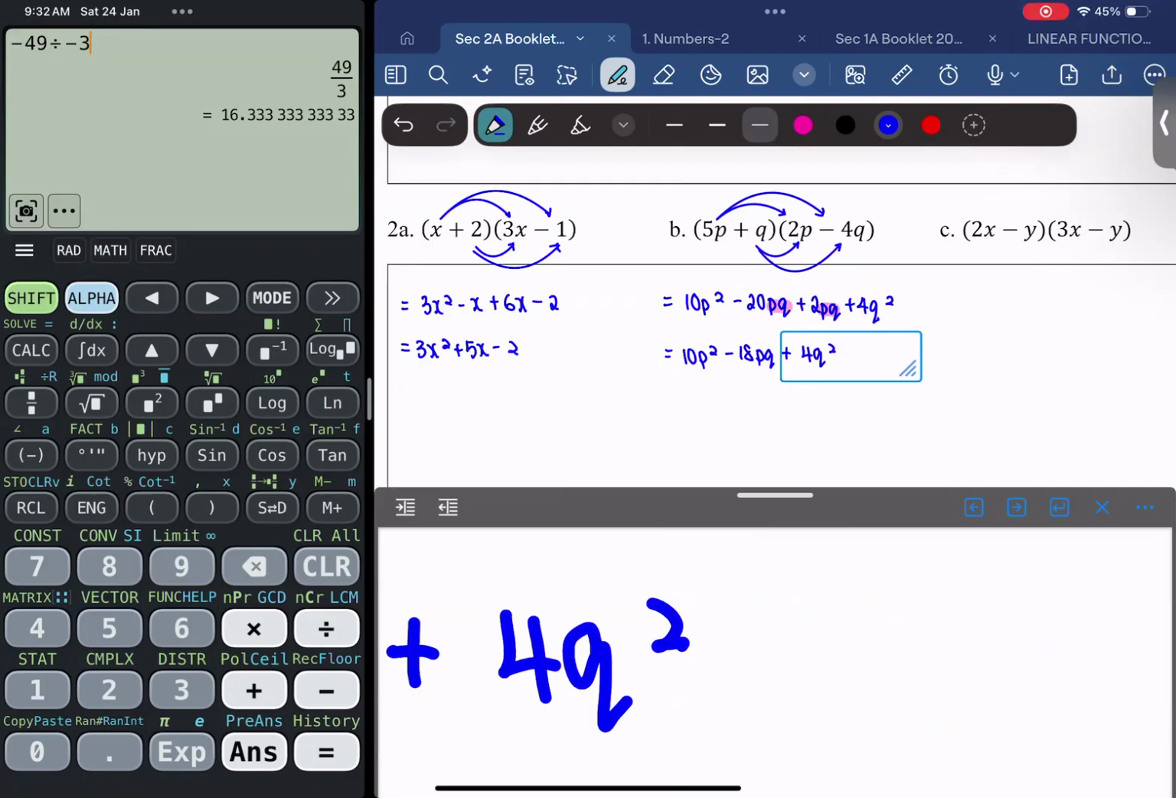Can you all try question C and send me a WhatsApp photo once you're done?